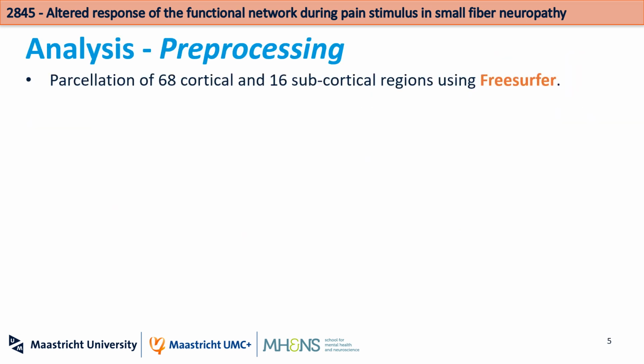For the pre-processing, we first parcellated the T1 weighted image into several cortical and subcortical regions using FreeSurfer. These regions could subsequently serve as our nodes in the functional network.